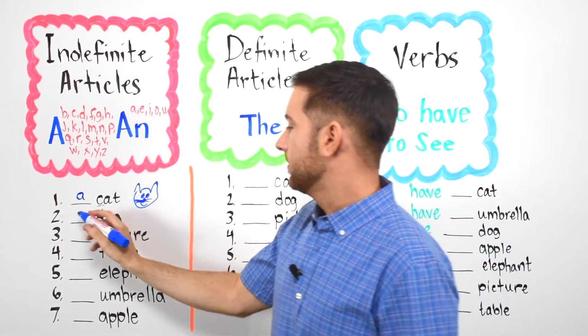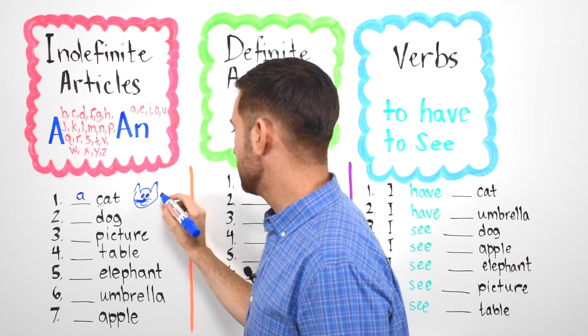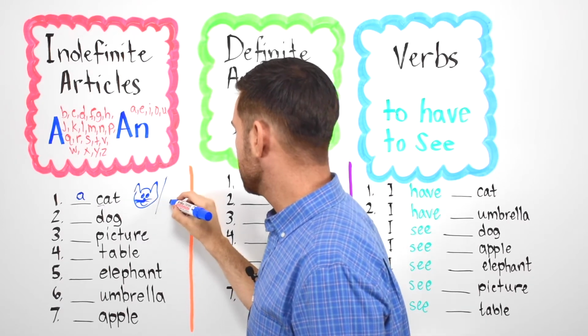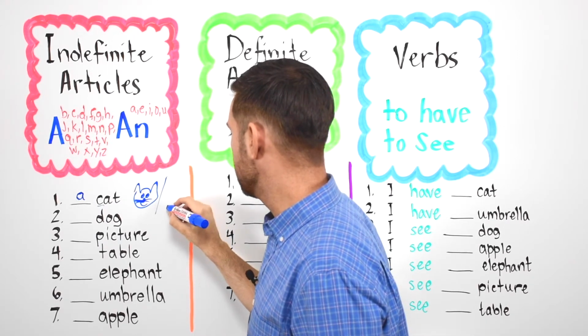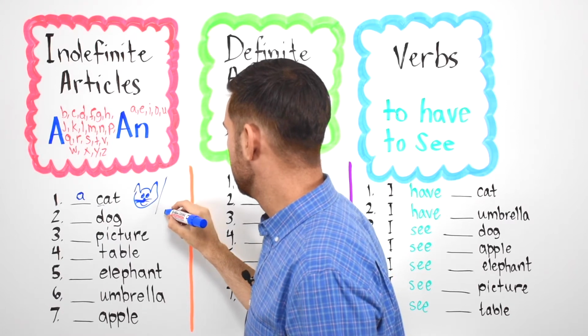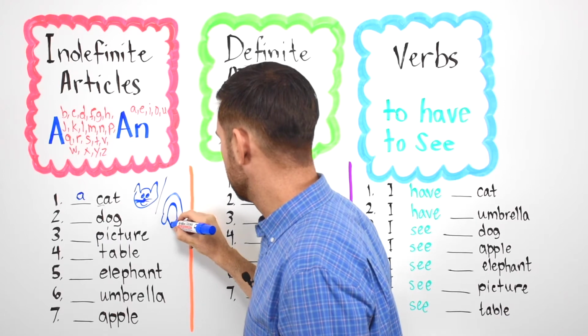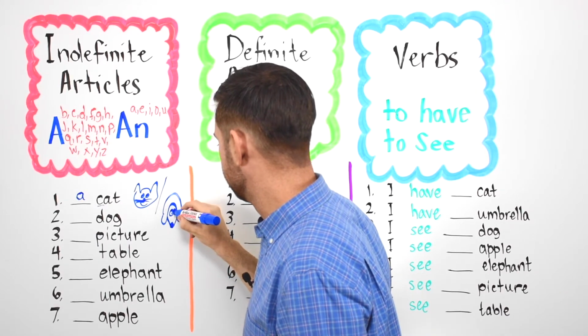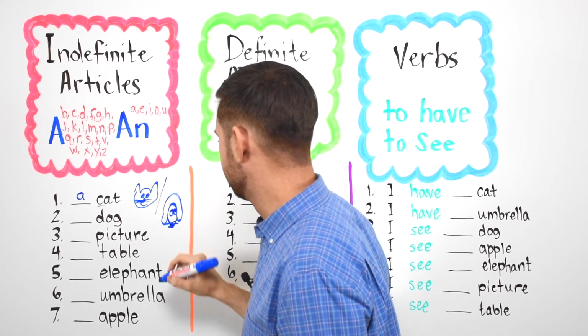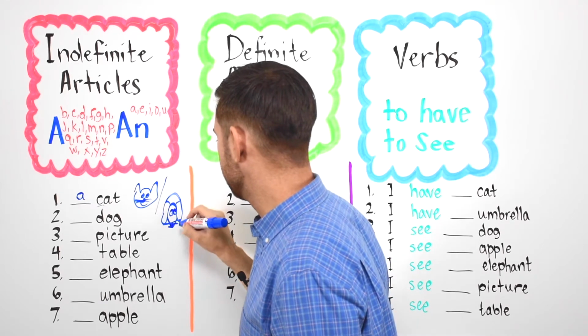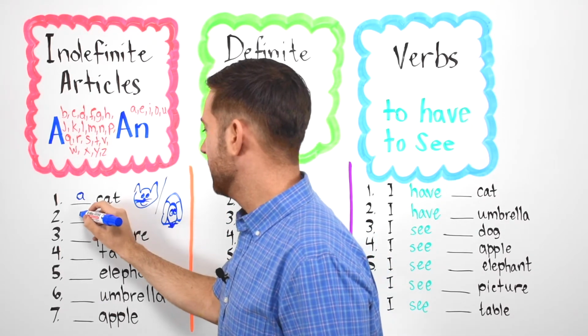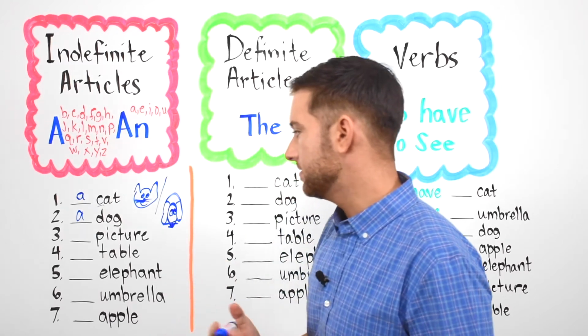Next we have dog, which is like a cat. I can't draw a dog very well, but a dog kind of looks like this, I guess. So that's my dog, my version of a dog. We say a dog.